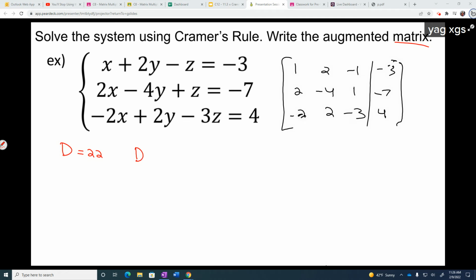Then we need to write out D sub x. We swap out the x column. Negative 3, negative 7, 4. 2, negative 1, 1. It does seem like it's just a lot of typing in a calculator, I know. It's a little bit tedious.